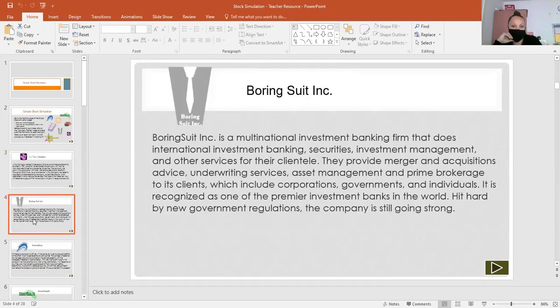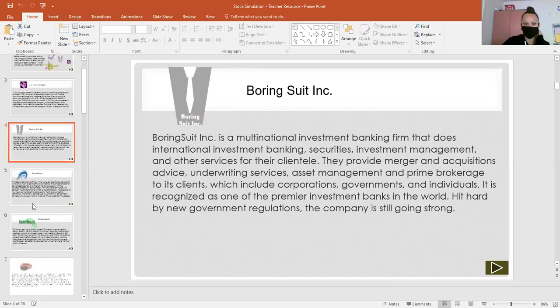Boring Suit Inc. is a multinational investment banking firm that does international investment banking, securities, investment management, and other services for their clientele. They provide merger and acquisitions advice, underwriting services, asset management, and prime brokerage to its clients, which include corporations, governments, and individuals. It is recognized as one of the premier investment banks in the world. Hit hard by new government regulations, the company is still growing strong.